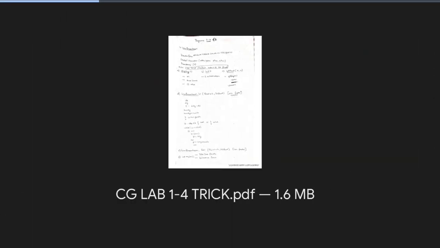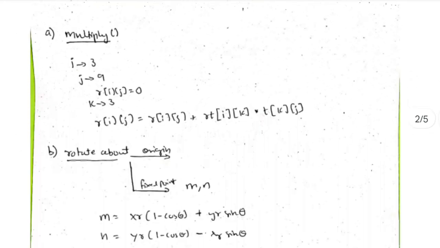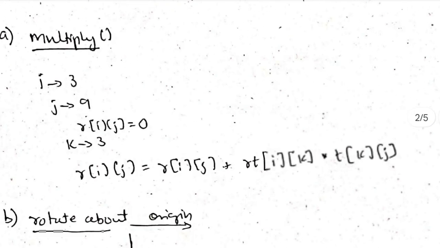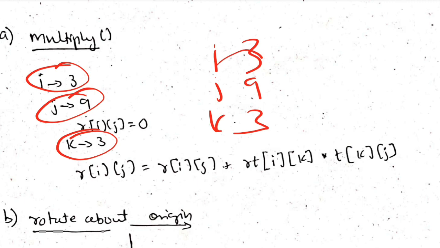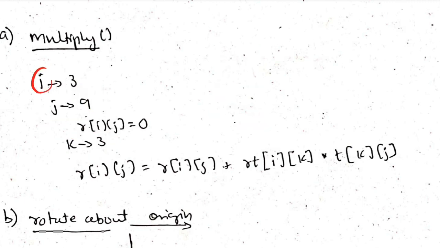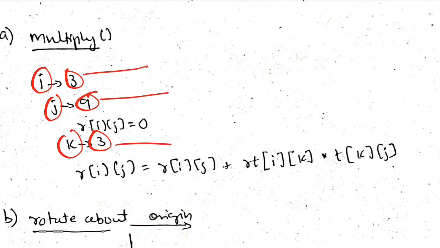So in void multiply, by keeping this code snippet in mind, you can easily write the multiply function. I is 3, J is 9, K is 3. I goes from 0 to 3, J goes from 0 to 9, K goes from 0 to 3. After you have written the loops for I, J and K, before that write R of ij is equal to 0. That's all, 3 things you write.